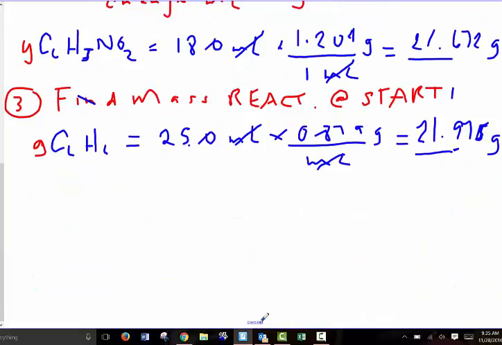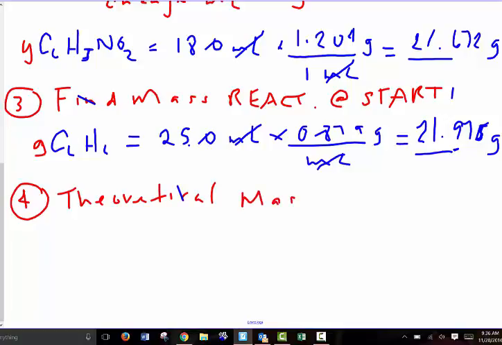So next step, okay, so now I know how much benzene I had to start with. I know how much product I actually made. To get a percent yield, I need to know how much product should I have made. So what is the theoretical mass of my product? So that's going to be my next step. I'm going to find the theoretical mass of the product because I have the actual mass. So let's go ahead and find the theoretical.